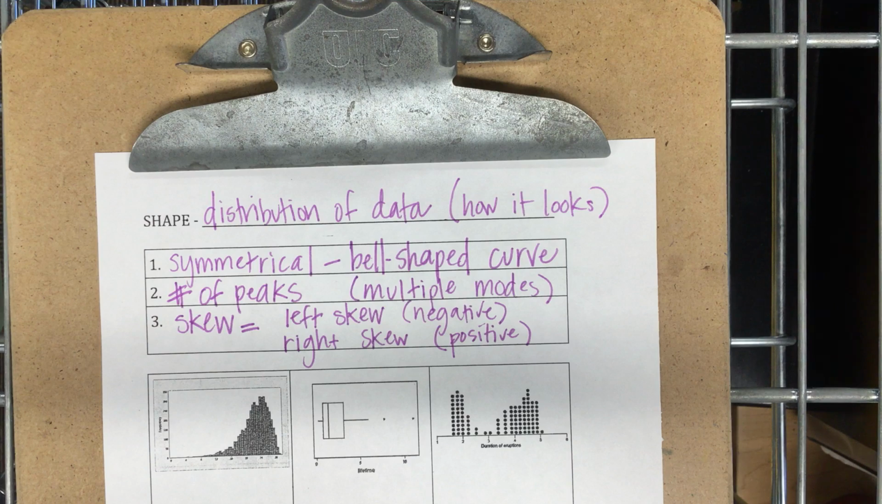So we talk about, is it symmetrical? How does it look, right? Is it beautiful? If it's not symmetrical, then we look to see, are there like multiple peaks? Is there a gap in the data? Do you have two modes? Maybe you have three modes. Or we look at the skewness of it.